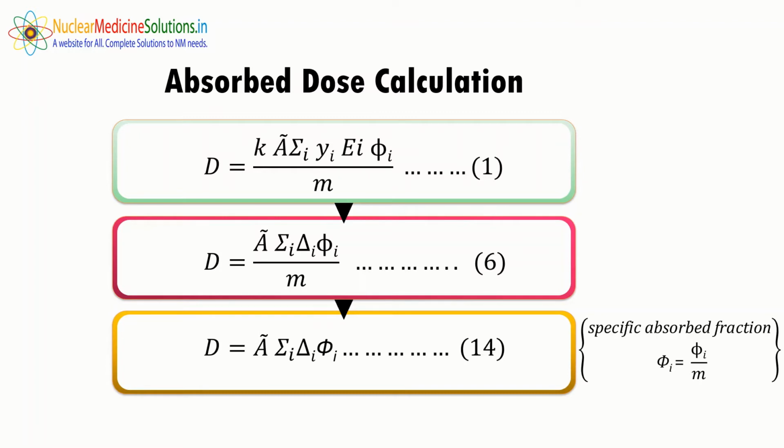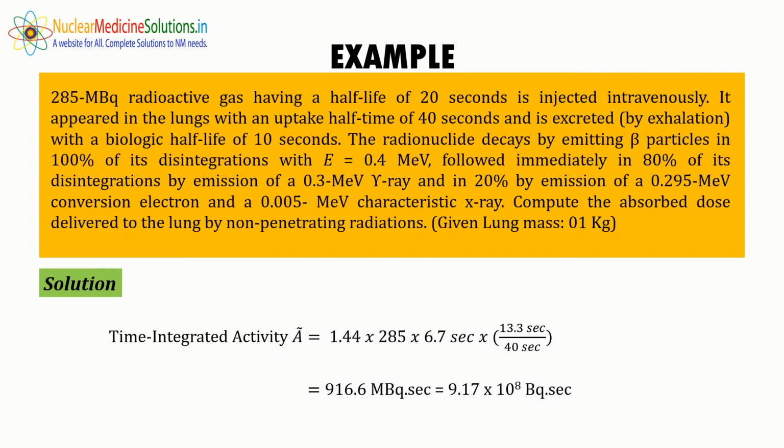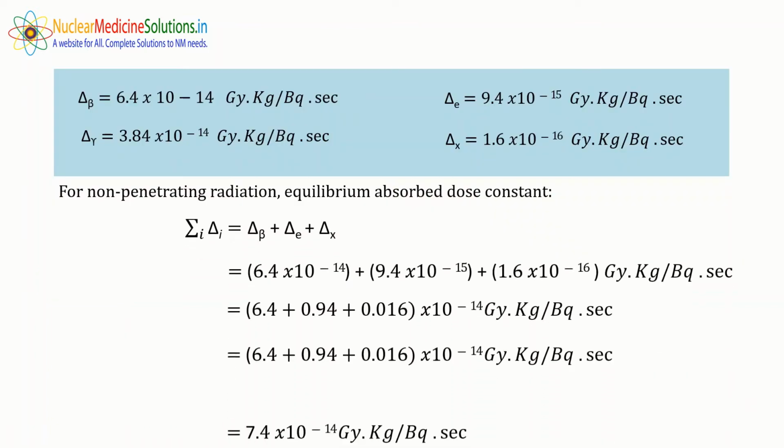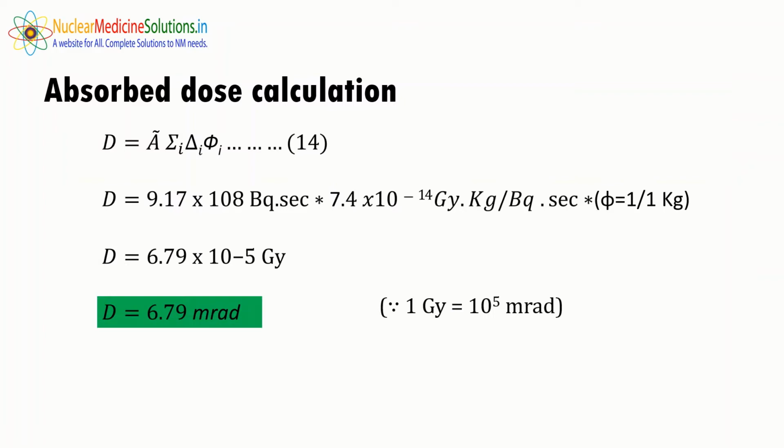where we saw the absorbed dose calculation formula and the real life dose assessment, and all the things required to calculate dose assessment. The details of all these slides are given in previous presentations, so please watch those videos if you want to see the detail of these slides. We saw this example where we calculated absorbed dose using delta, beta and time integrated activity, and finally we got the absorbed dose as 6.79 millirad.